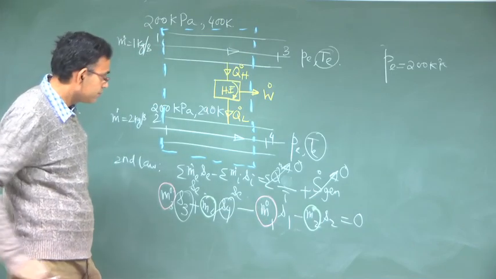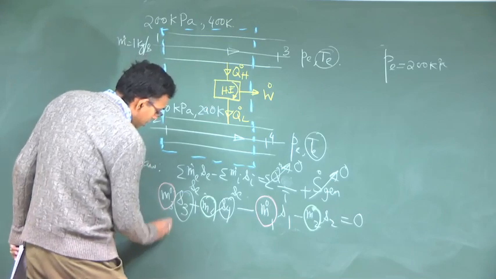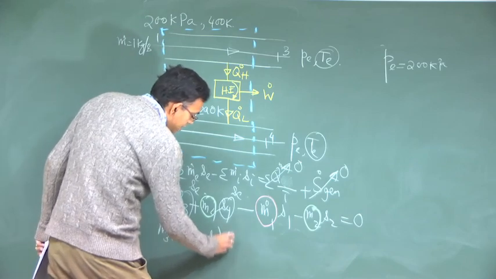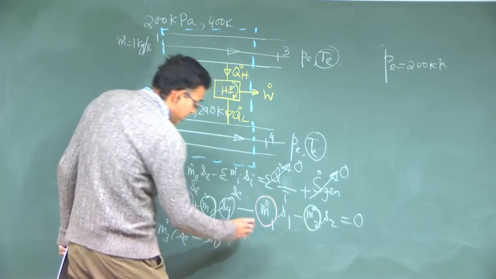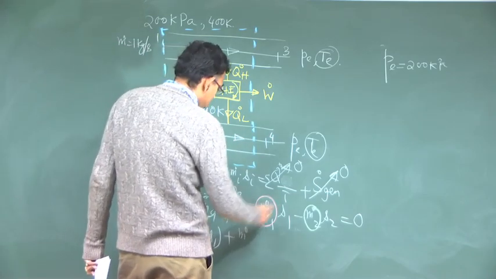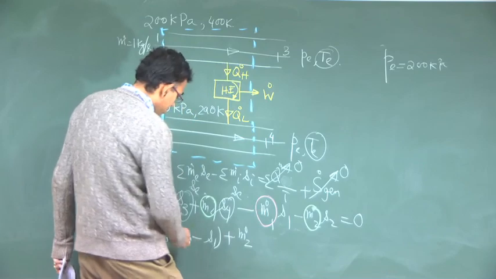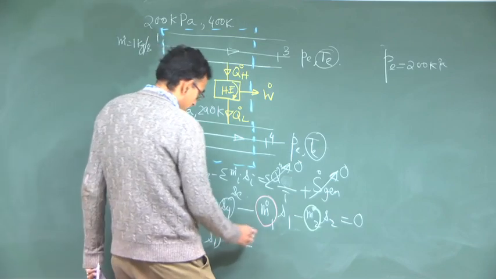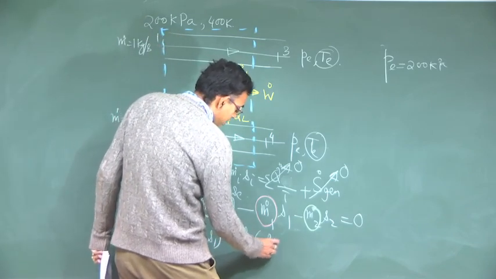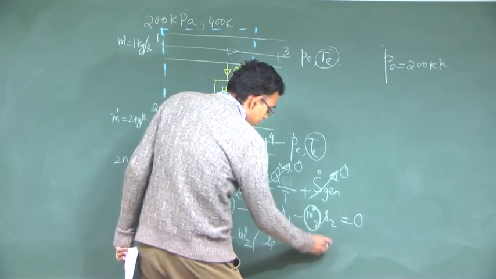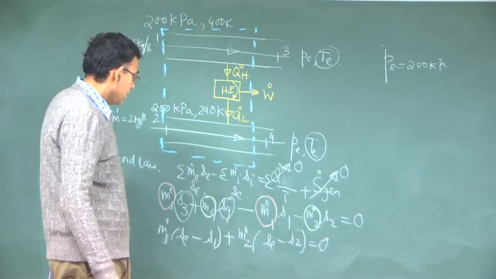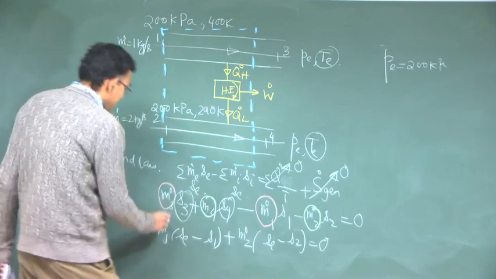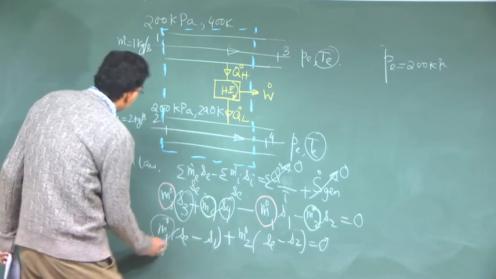So, what you can write is m dot 3 into SE minus S1 plus m dot 1, m dot 4 and m dot 2. So, plus m dot 2, so m dot 3 is same as m dot 1, we can write this as m dot 1 plus m dot 2 into SE minus S2 is equal to 0. You can put this m dot 1 as 1 kg per second and this is 2 kg per second.